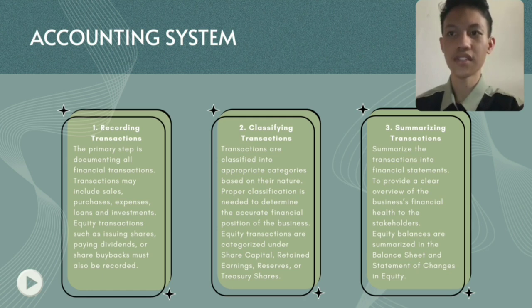The second one is classifying transactions. Transactions are classified into appropriate categories based on their nature. Proper classification is needed to determine the accurate financial position of the business. Equity transactions are categorized under share capital, retained earnings, reserves, or treasury shares.